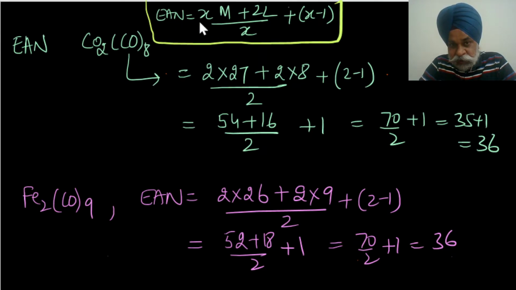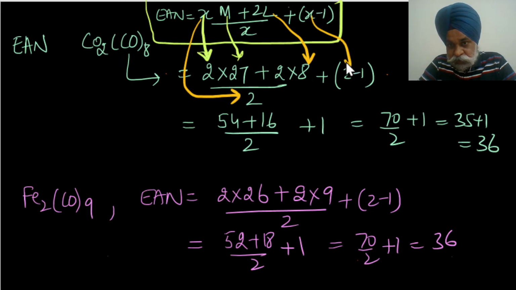The formula: X is the number of atoms, that is 2 in this case. Atomic number of cobalt is 27, very clear. L is the number of ligands, that is CO. They are 8 in number. And here also X is 2. If you just do the calculation, you happen to get the answer as 36.